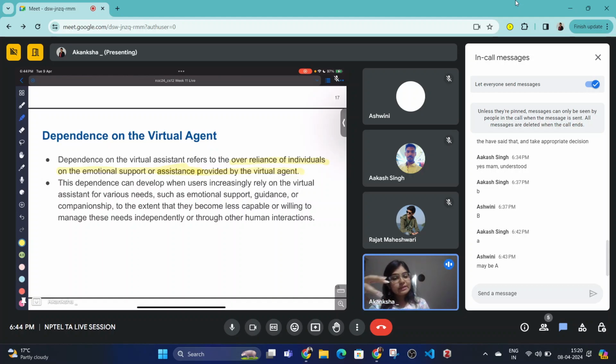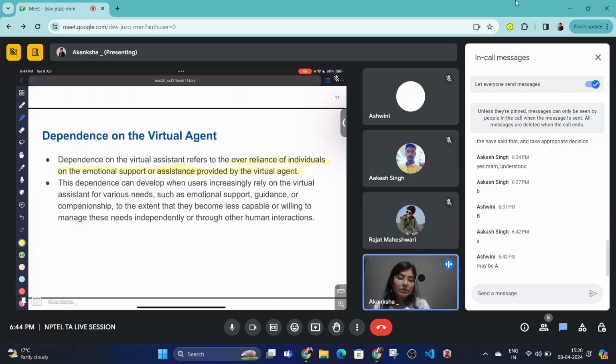Suppose it's programmed, and I ask, this happened, what should I do, I'm too stressed. Maybe the agent will say, you should do this. Now I will do that. Next time I face a problem, I will come again to that virtual agent. I'm suffering from this, what should I do? Then they will suggest a response, right? I will follow it.